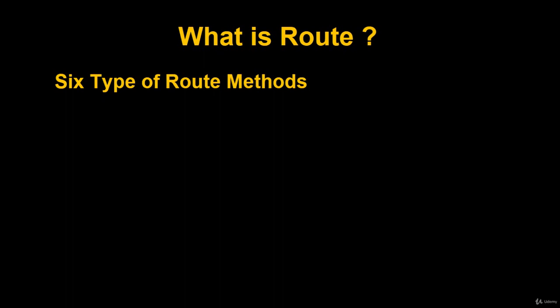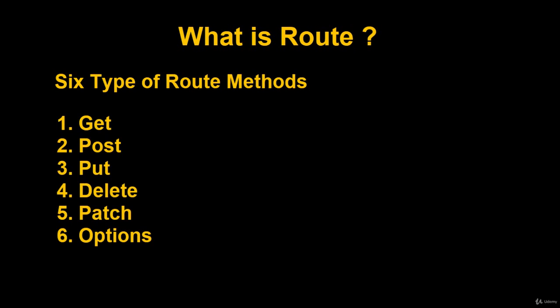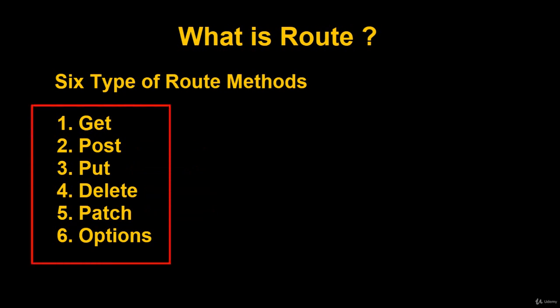In Laravel, route offers some route methods. There are 6 types of methods: get method, post method, put method, delete method, patch method, and the options method. When you want to fetch some content, you use the get method. When you want to insert data into the database, you use the post method. When you want to update data in the database, you use the put method. When you want to update one single field in the database, you use the patch method. When you want to delete data, you can use the delete method. Step by step, I will show you all those methods with live examples.